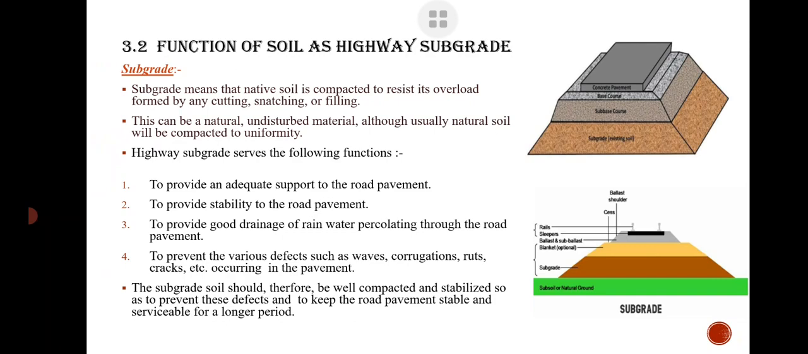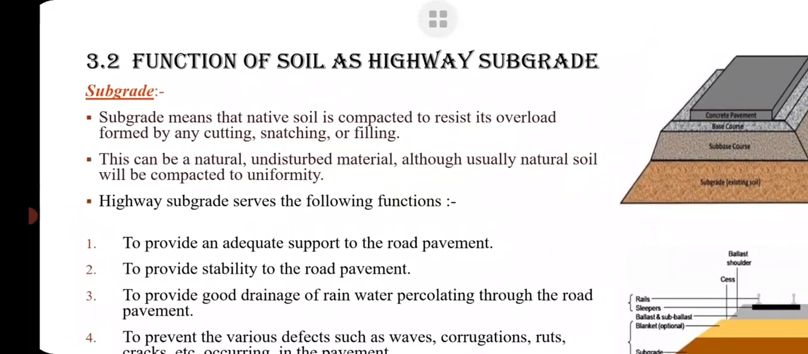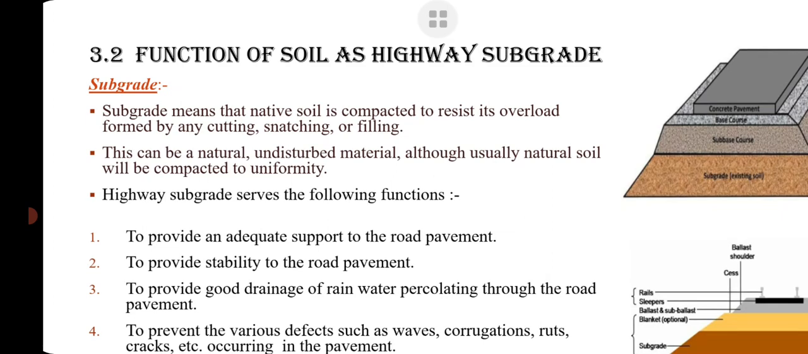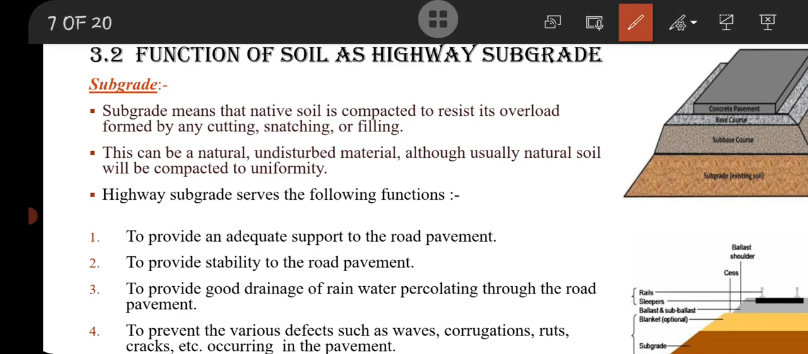Then why is soil used as a subgrade material? Most of the earth's surface is covered with soil. So we have taken soil as subgrade material, that is the base material over which other material is laid, to carry and distribute the load. Subgrade means the native soil, to resist the overload formed by any cutting or filling.